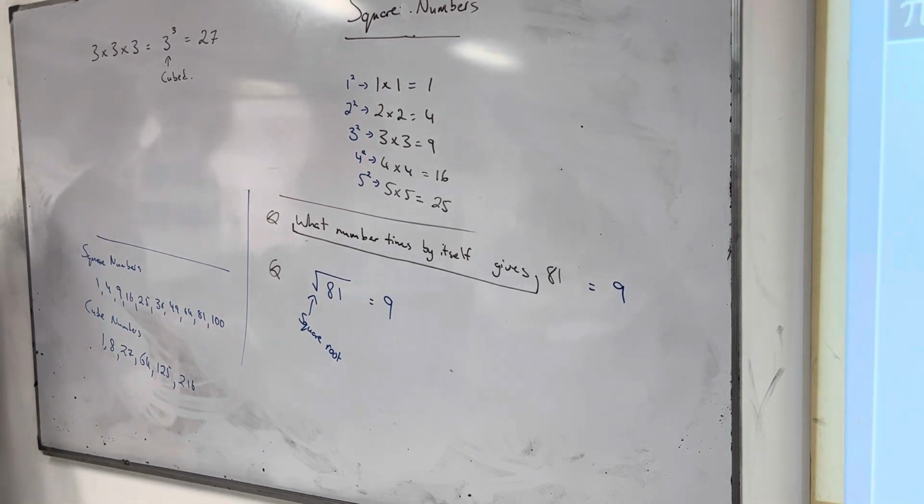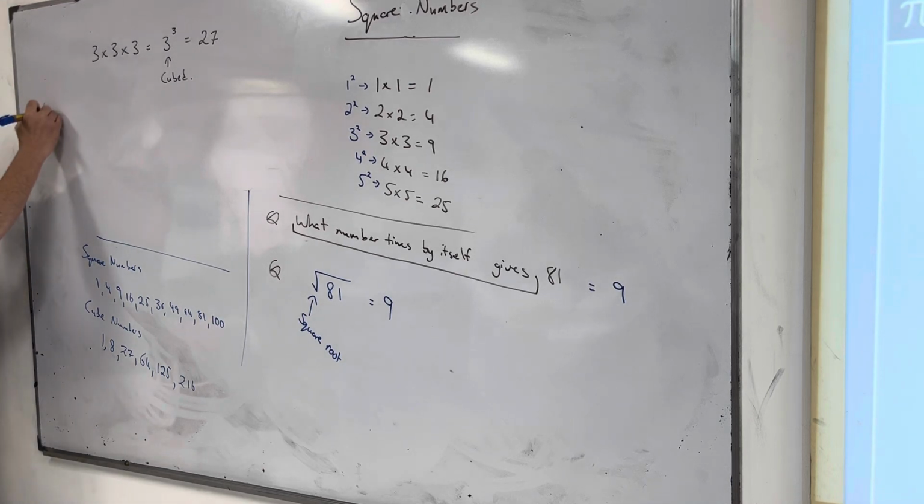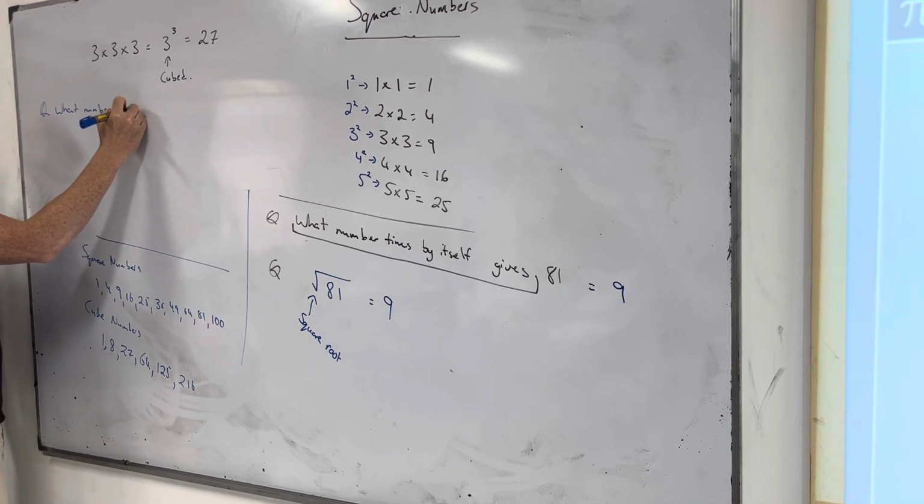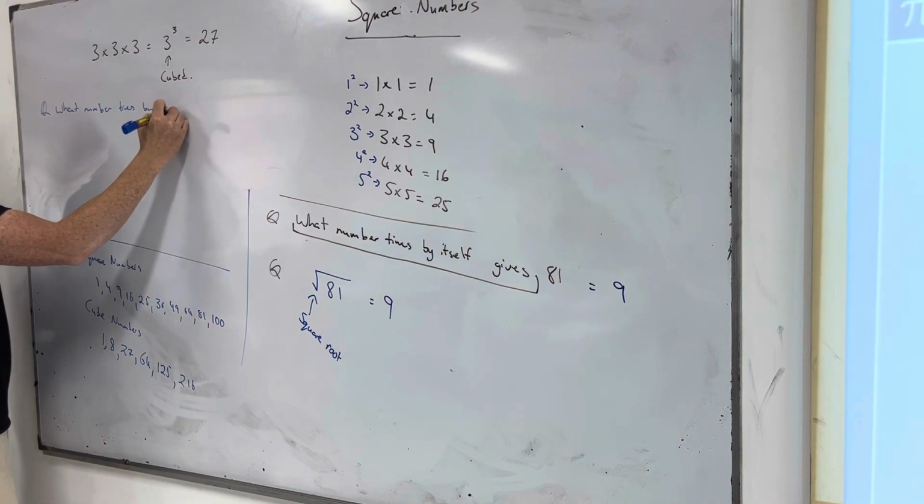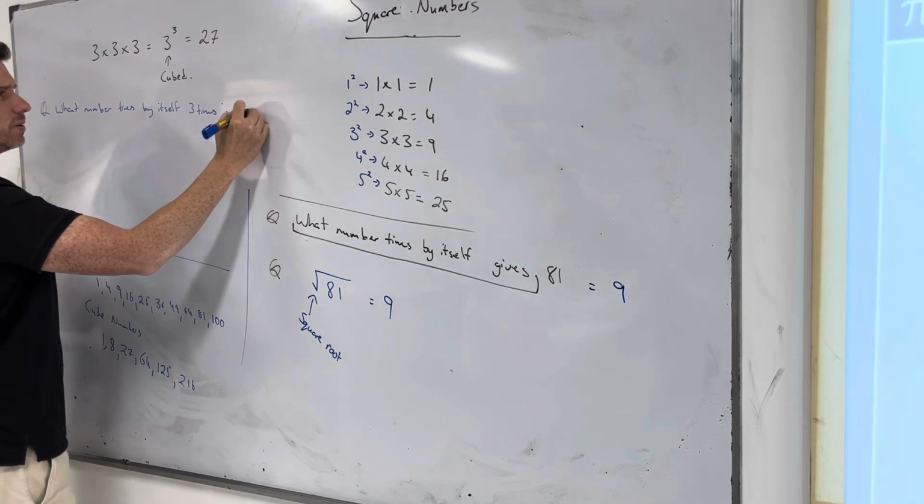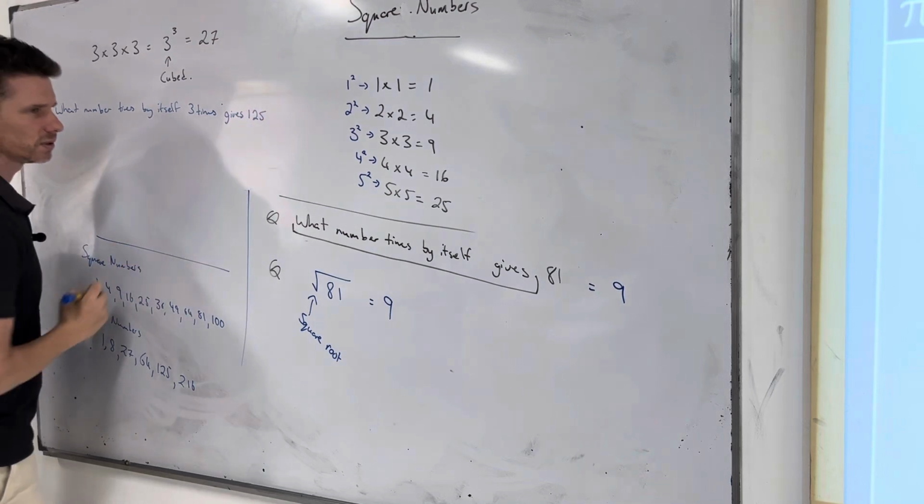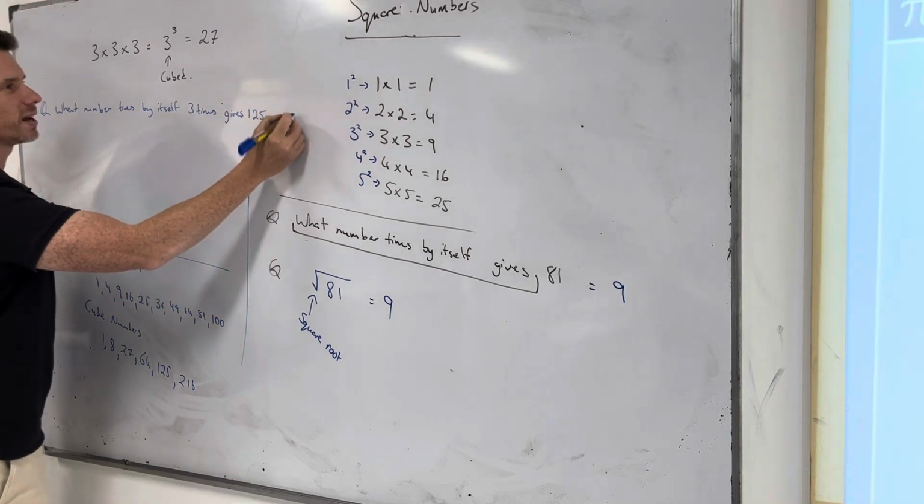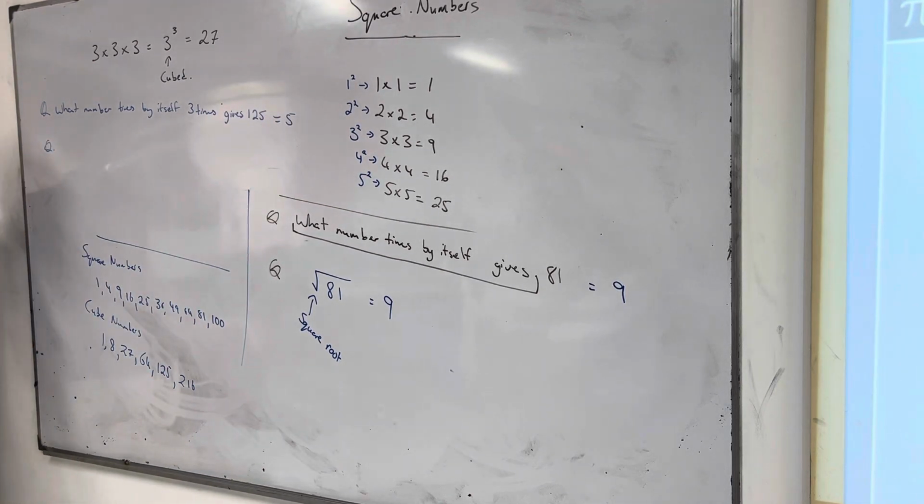All right, the last thing. Question. What number times by itself 3 times gives 125? 5. What number times by itself 3 times, 5? We've done here. How do I write that in one? Lois, your hands. It's right. Okay, go for it.